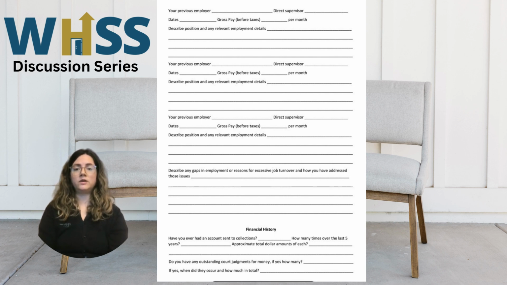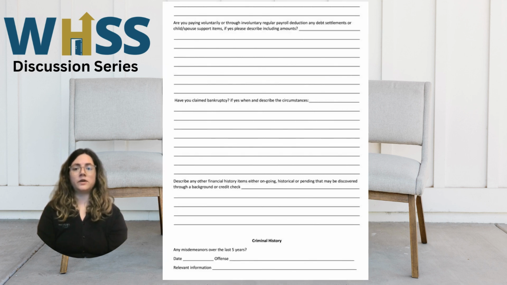Do you have any court judgments you owe on? Are there payment plans in place? When did this occur? What do you owe? Do you have any wage garnishments for debts or child support owed? Have you ever filed for bankruptcy, and what were the circumstances? Are there any other financial history items that may come up on your background check or credit check? Be sure to include that information.